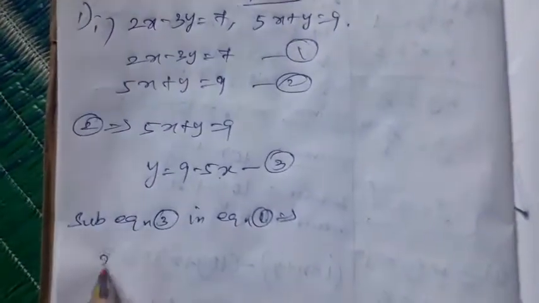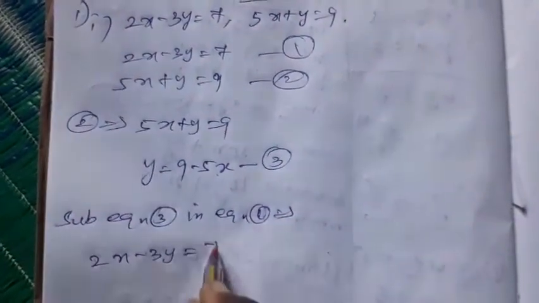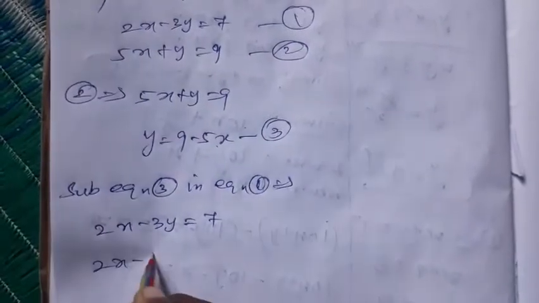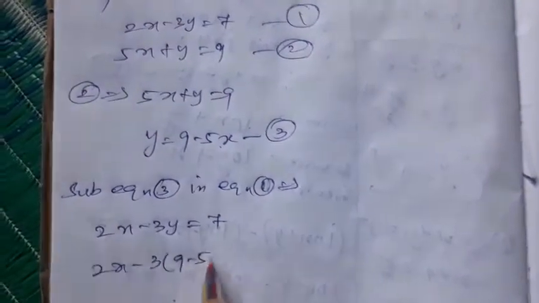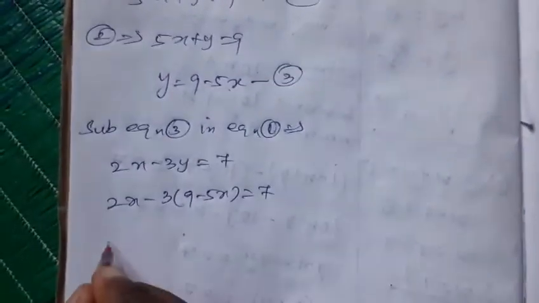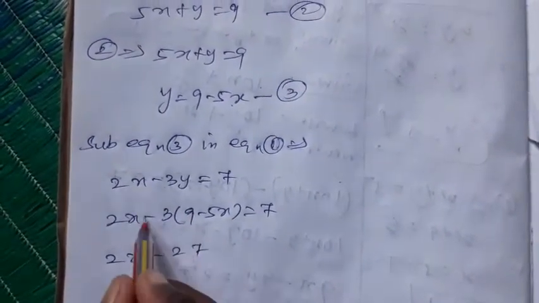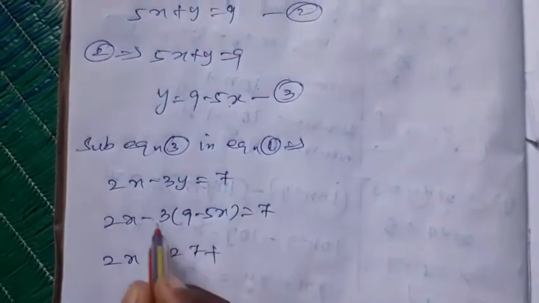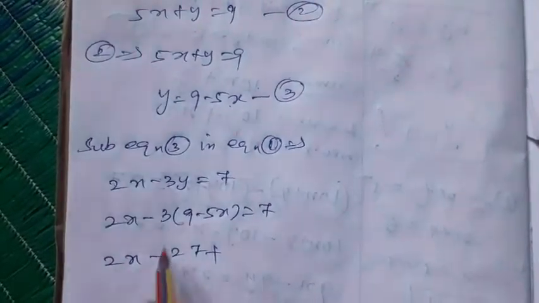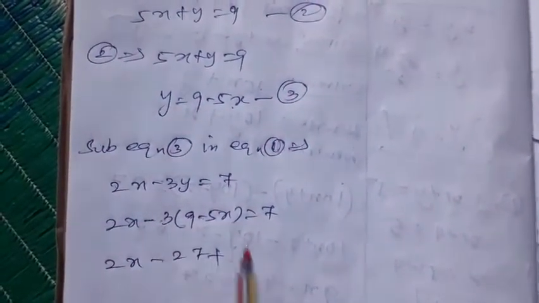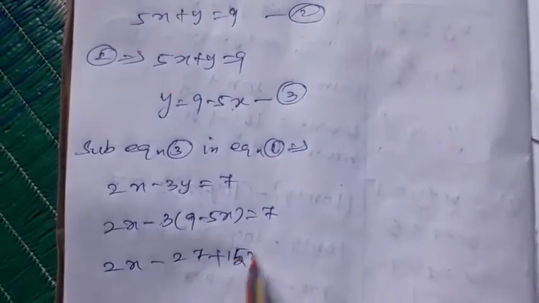Equation 1 is 2x minus 3y equal to 7. So 2x minus 3 into y value, which is 9 minus 5x, equal to 7. 2x minus 3 nines are 27. Minus into minus is plus, therefore plus 15x. 3 fives are 15. So 2x minus 27 plus 15x equal to 7.